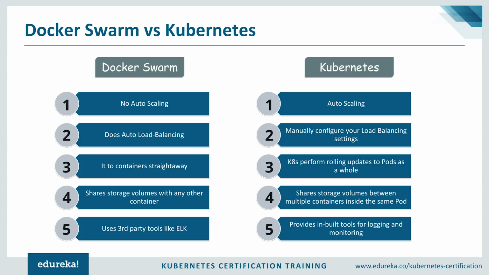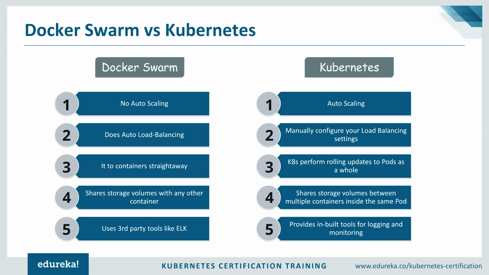Kubernetes allows us to share storage volumes between multiple containers inside the same pod. However, Docker Swarm allows sharing storage volumes with any other container. But the advantage of Kubernetes is that the storage can be easily mounted on a local storage or on public clouds like AWS, GCP, or even on shared networks like NFS.